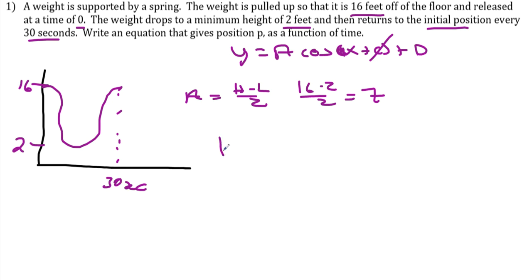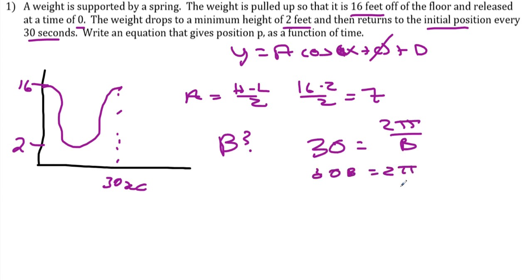We need to find what our B is. B is not our period. It's our angular frequency. So we're going to set it up with the formula that period is equal to 2 pi over B. Well, if my period is 30 seconds, we're going to do 30 equals 2 pi over B and solve for B. Multiply by B: 30B is equal to 2 pi. Now I'm going to divide, so B is equal to 2 pi over 30. Cut that in half, and it's pi over 15.